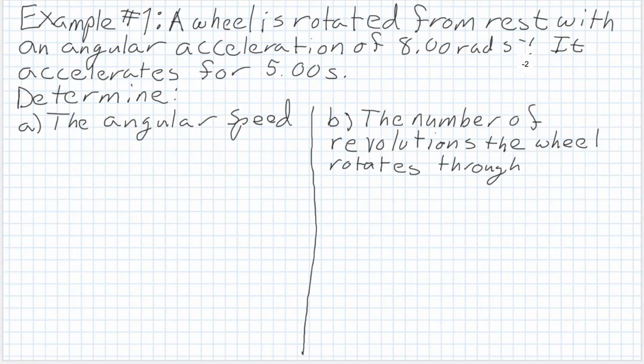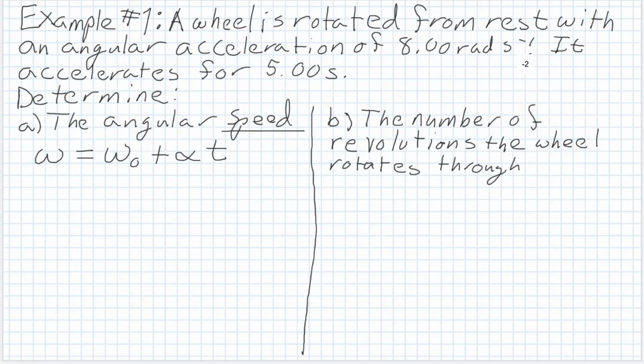All right, now let's put those equations we just learned to use. Example 1. A wheel is rotated from rest with an angular acceleration of 8 radians per second squared. It accelerates for 5 seconds. Let's start out by determining the angular speed of our wheel.